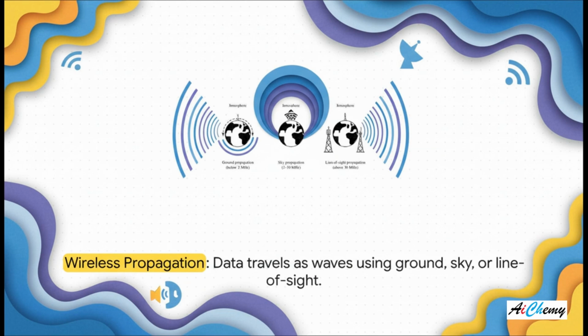And of course, we can't forget wireless. In this case, our data becomes electromagnetic waves zipping through the air. And depending on the signal, these waves do different things. Some hug the ground, others bounce off the atmosphere to cross oceans, and some travel in a straight line, which is exactly how your Wi-Fi router talks to your phone and how we talk to satellites way up in space.